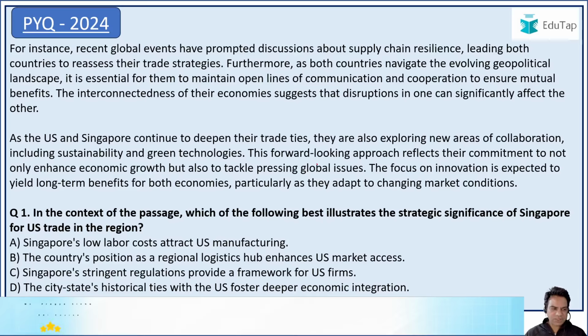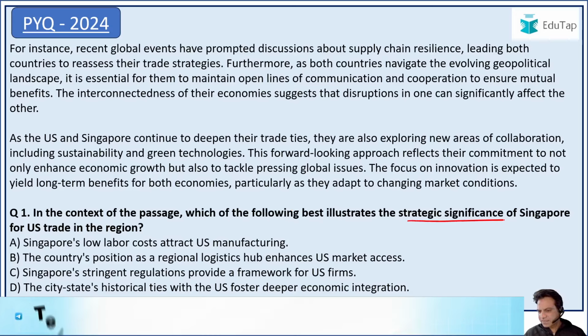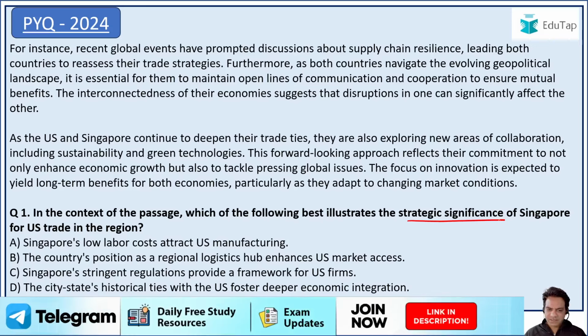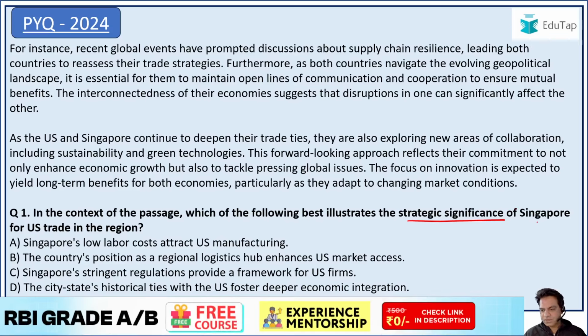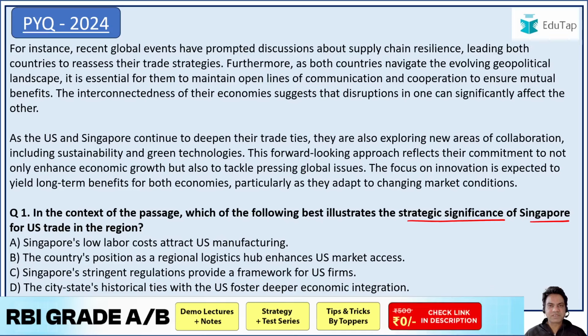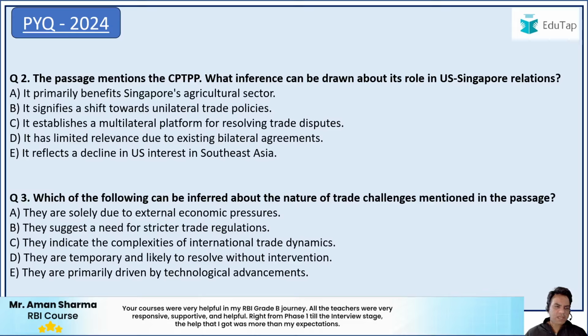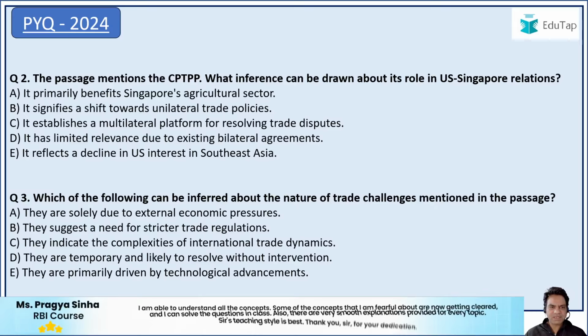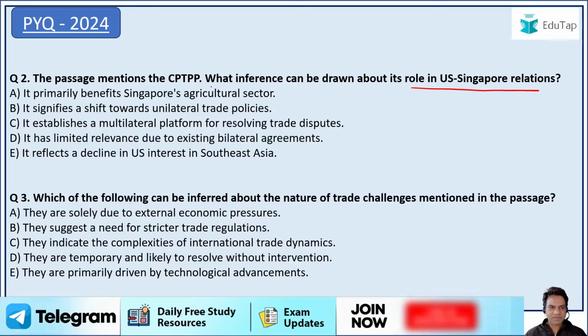The first question is, in the context of the passage, which of the following best illustrates the strategic significance of Singapore for US trade in the region? So the question is, which of the following options illustrates the strategic significance of Singapore with respect to US trade? So this passage is going to be about US Singapore trade. That's what I get from the question. The second question is, the passage mentions CPTPP. What inference can be drawn about its role in US Singapore relations? So we have to find what role CPTPP plays in the US Singapore relationship.